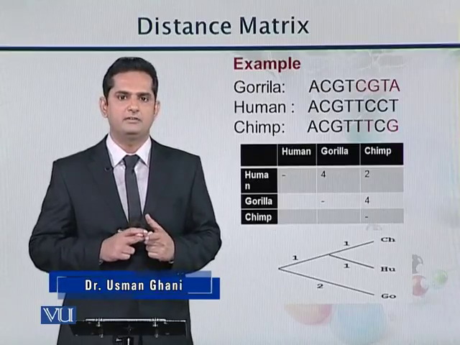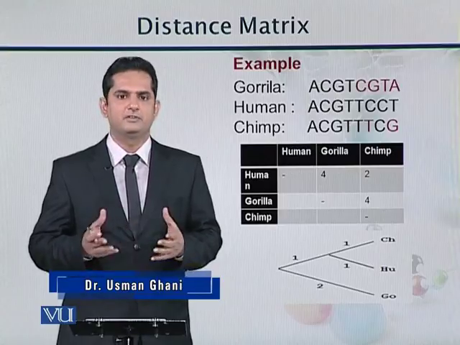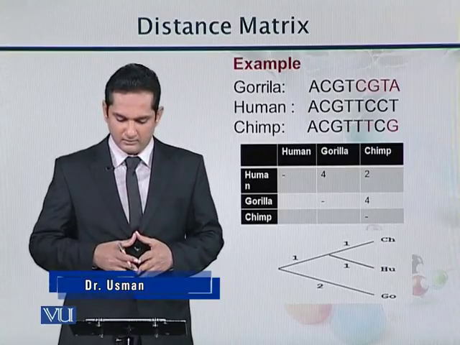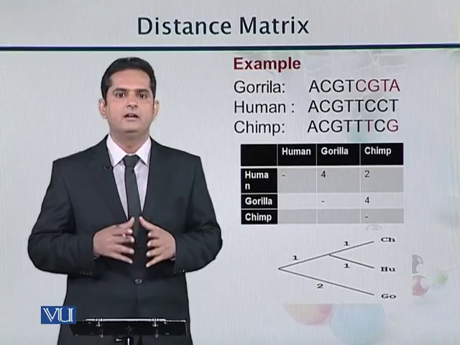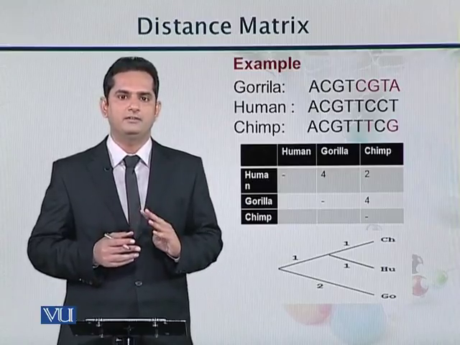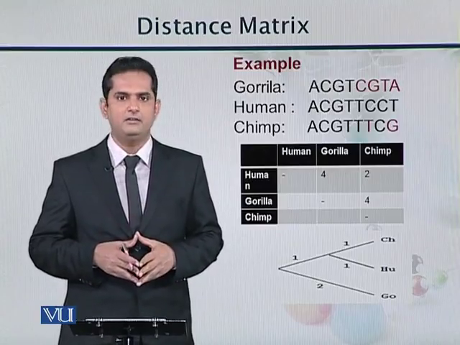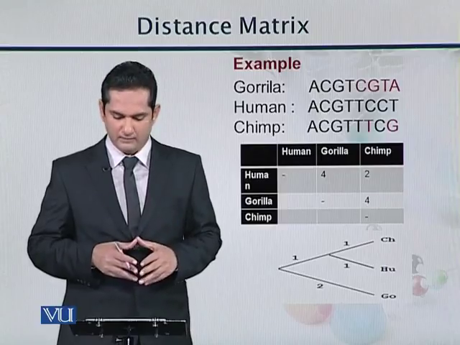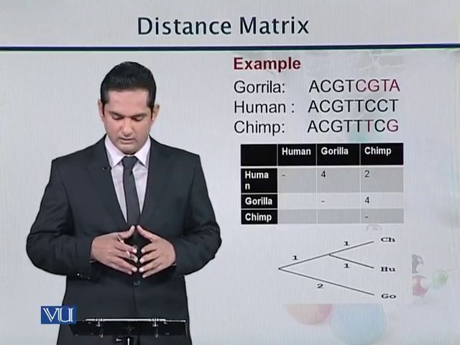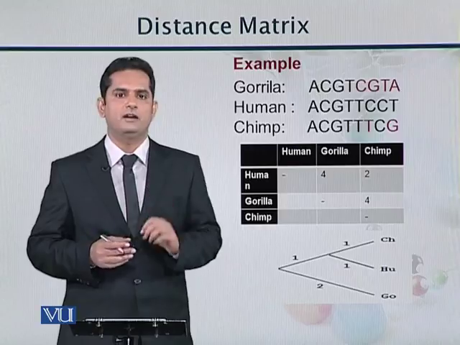So moving on, if I give an example of three sequences as shown in this slide, gorilla, human and chimpanzee, which are provided with some sample data. So what we see is that between human and gorilla, there is a difference of 4 characters, and between human and chimpanzee, 2 characters, and similarly for gorilla and chimpanzee, distance of 4 characters.